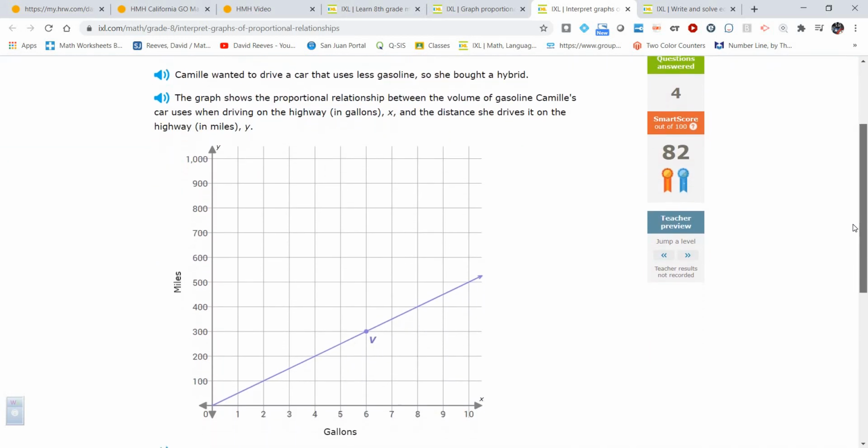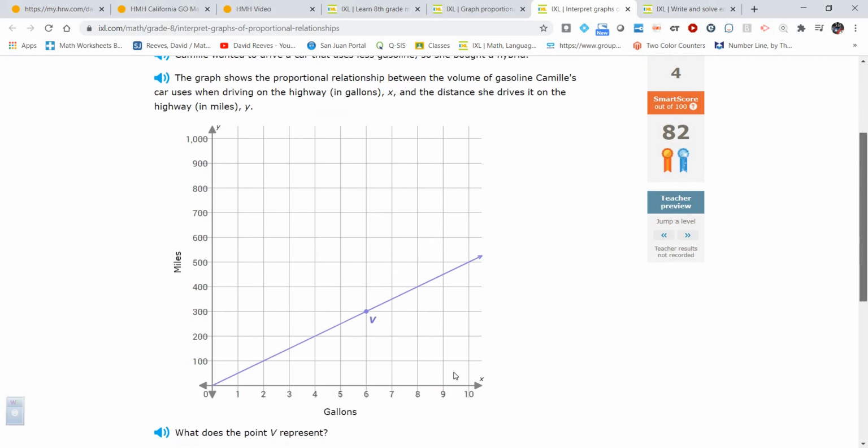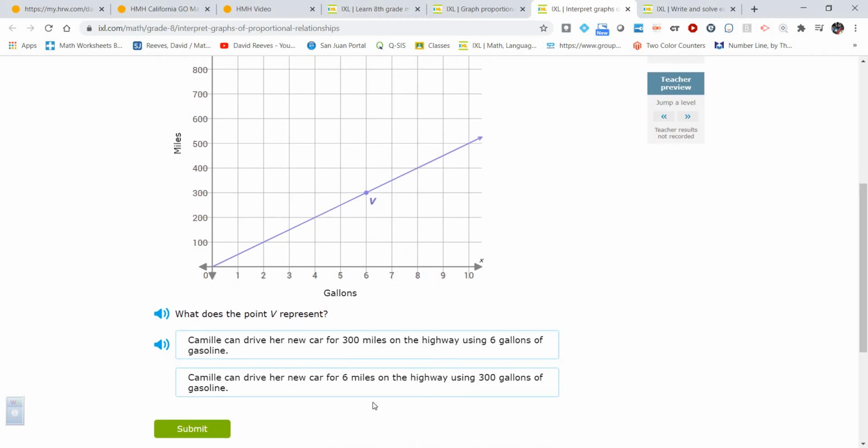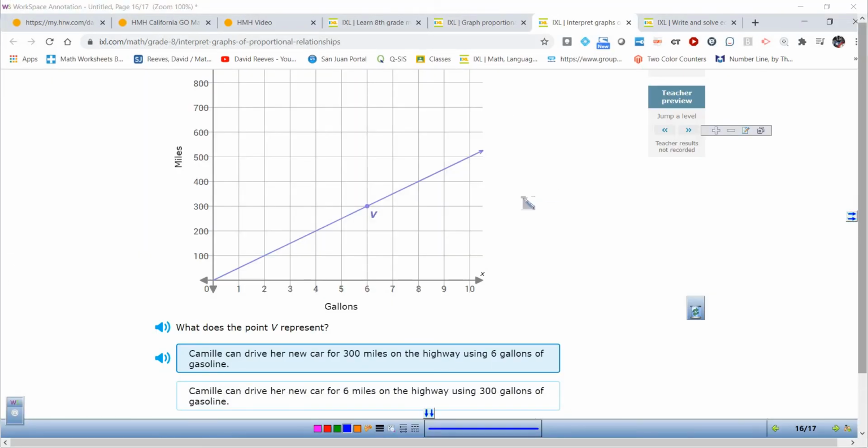Okay, Camille is driving a car. Let's see, gallons and miles. 6 gallons, 300 miles, right? So Camille can drive her new car for 300 miles using 6 gallons. By the way, if we were to do 300 divided by 6, what would we get? We would get 50. So that means that this has a slope of 50.